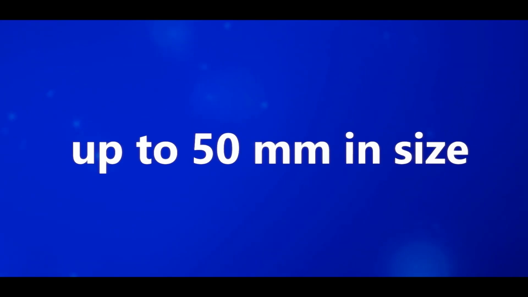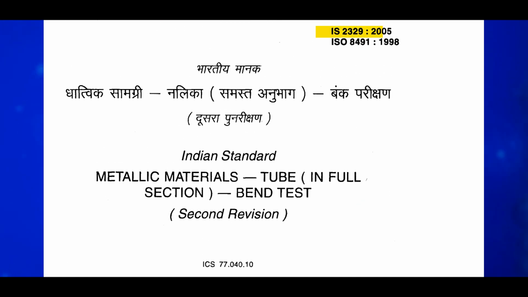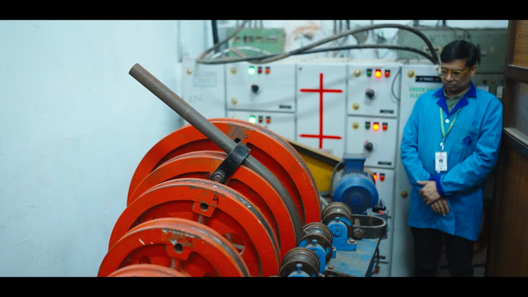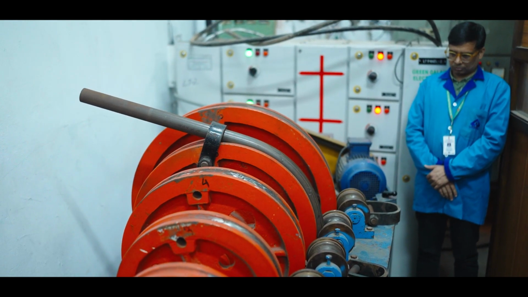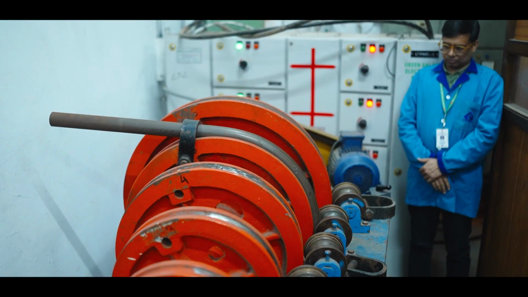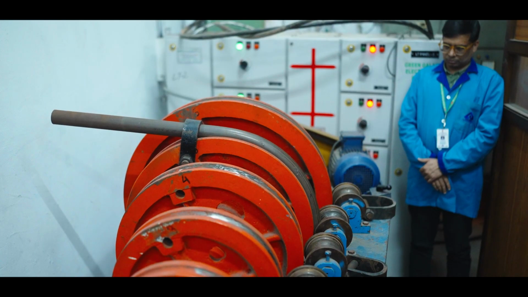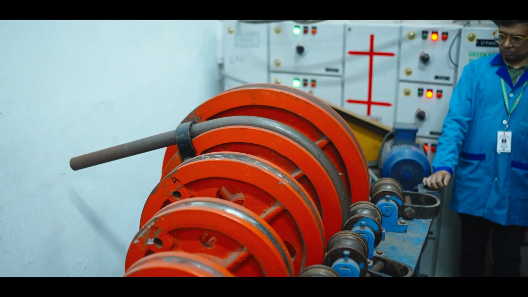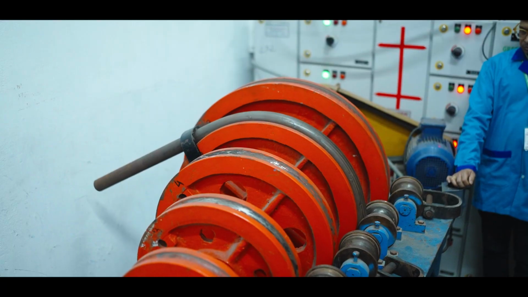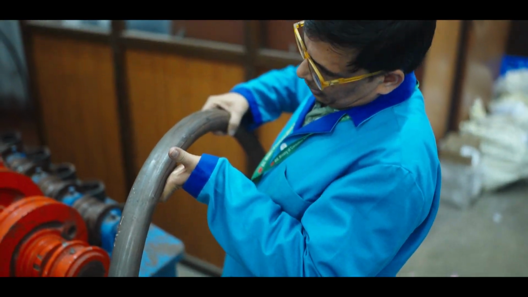For small tubes up to 50 mm in size, there is a cold bend test as per IS 2329. In this test, the tube is bent 180 degrees around a curved tool, like folding a paper in half. It must bend without cracking at the weld or surface. To carry out the test, take the sample and bend it around a groove having radius 6 times the outside diameter of the sample. After the test, the tube shall not show any crack.